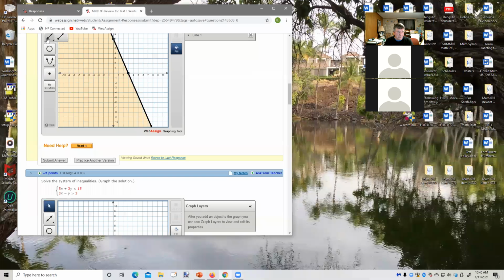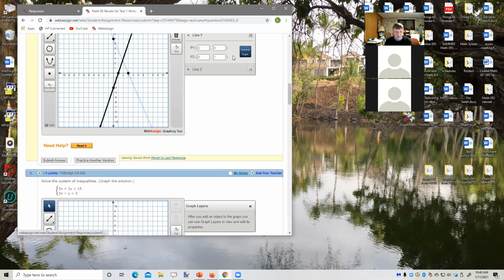So I'm going to turn that blue. We've got 1, 0, and 0, -3. I see that both of these lines should be dashed because neither one of them had equal to, and they were both below. So this line would be below here and here. This line would be below here and here.